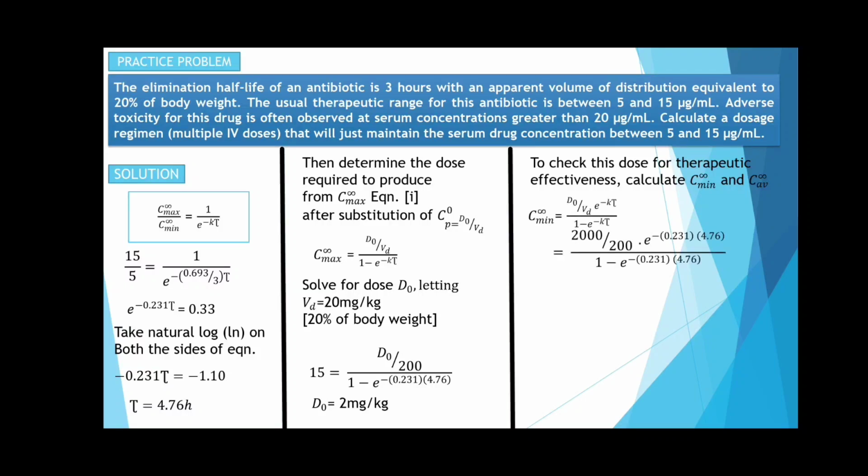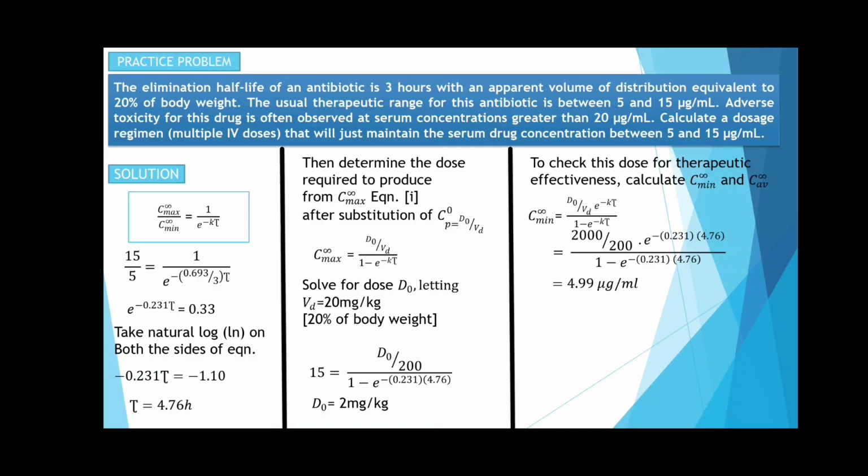Rewrite this thing, and we'll have a C minimum, that is minimum steady state concentration of 4.99 microgram per ml. Okay, and what was the minimum steady state concentration given in the problem? That is 5 microgram per ml. So it is almost the same.